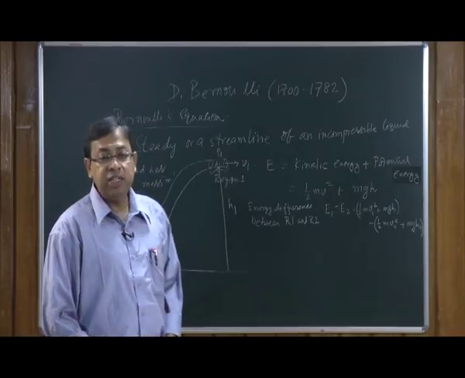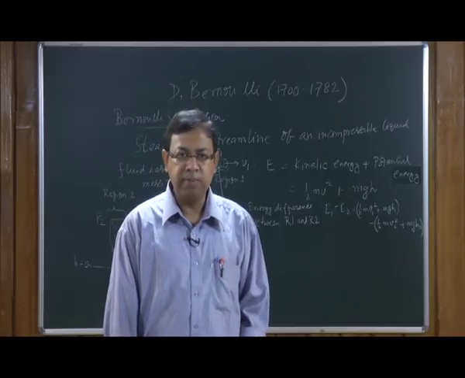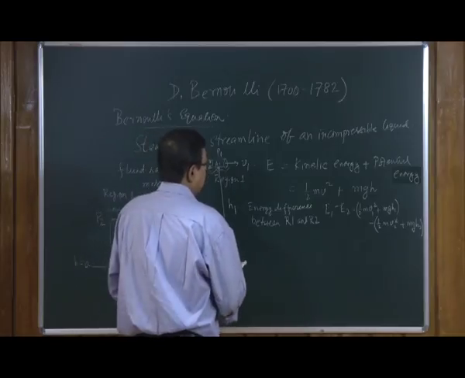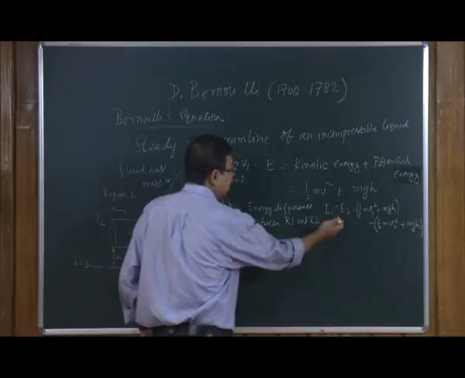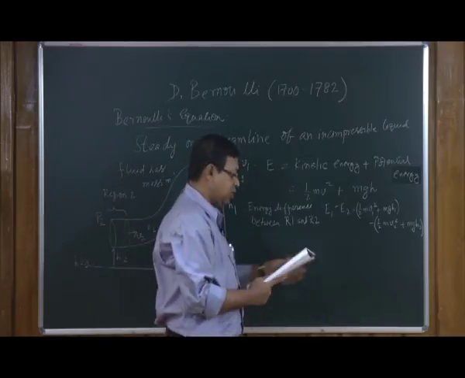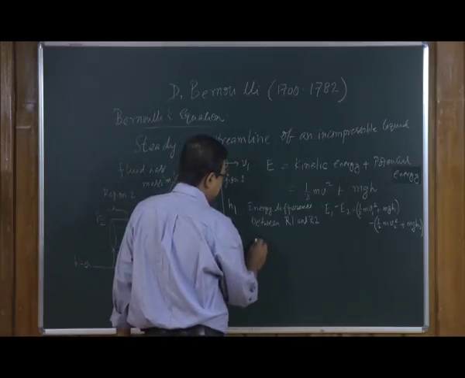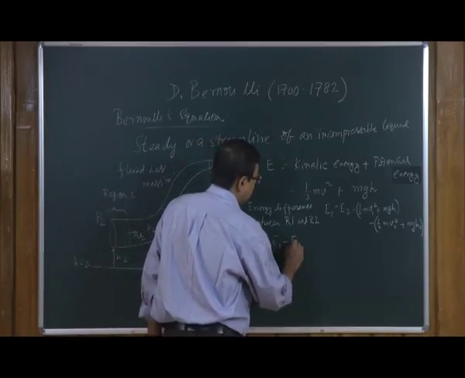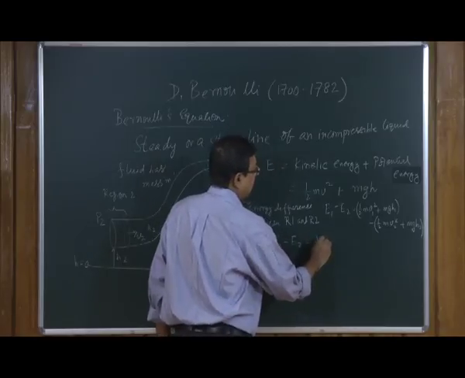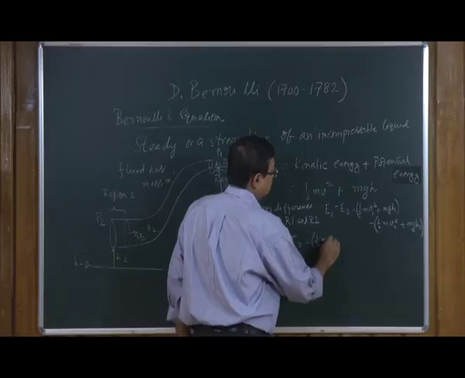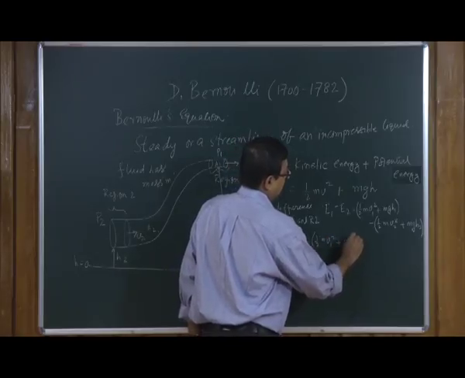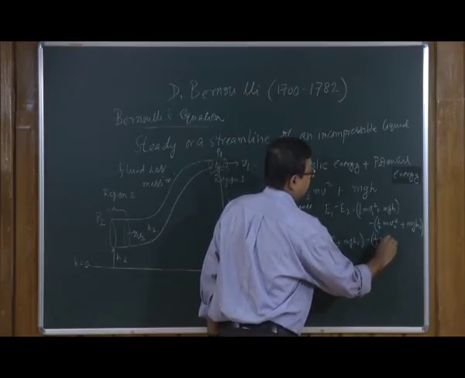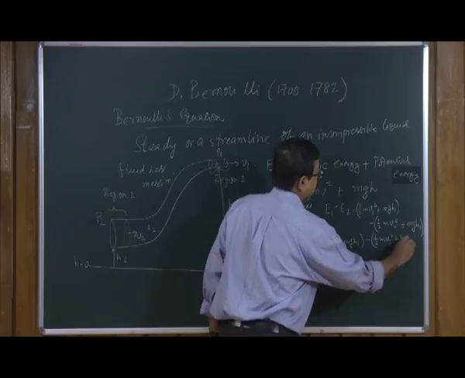Now, this energy difference should be spent in doing some work. By the work energy theorem, the work done that we just talked about is equal to E1 minus E2, which is equal to half m V1 square plus m g h1, minus half m V2 square plus m g h2.